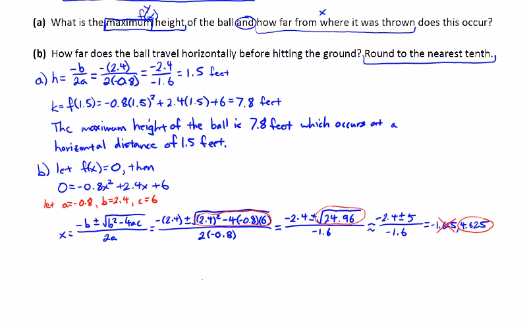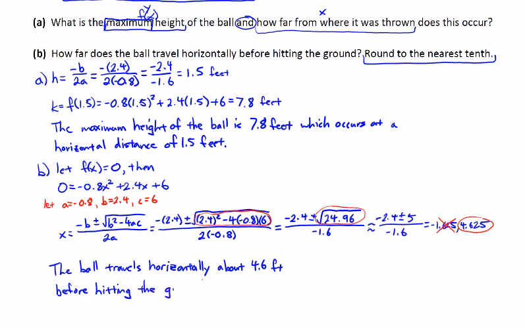So to answer the question, we'll say the ball travels horizontally about 4.6 feet. Since we're talking about an approximation, we're rounding, we'll use the word about there. About 4.6 feet before hitting the ground. And that finishes part B.